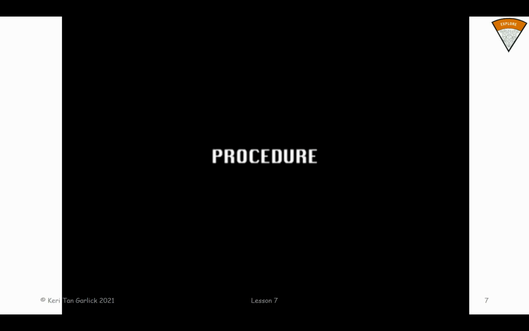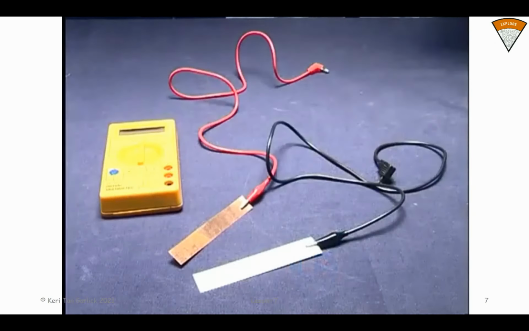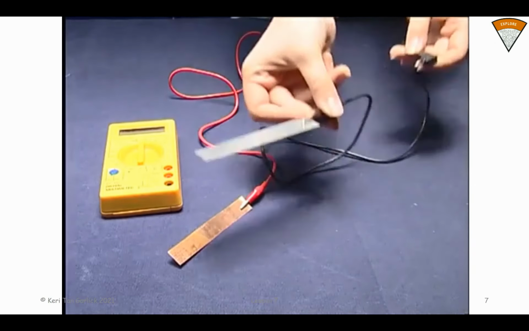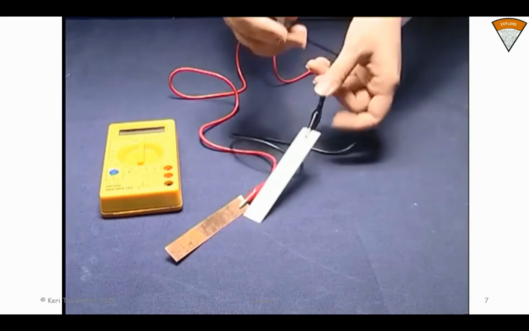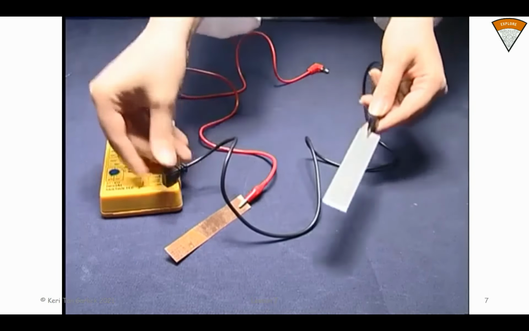Put 50 milliliters of copper sulfate and zinc sulfate in different beakers. Zinc electrode is connected with black wire, and it is connected to the black side of multimeter. Copper electrode is connected with red wire, and it is connected to the red side of multimeter, which is voltmeter input.